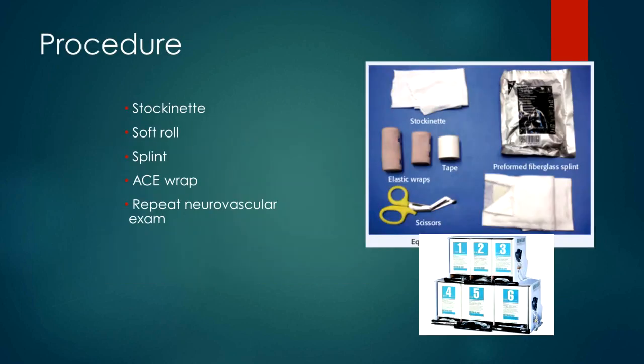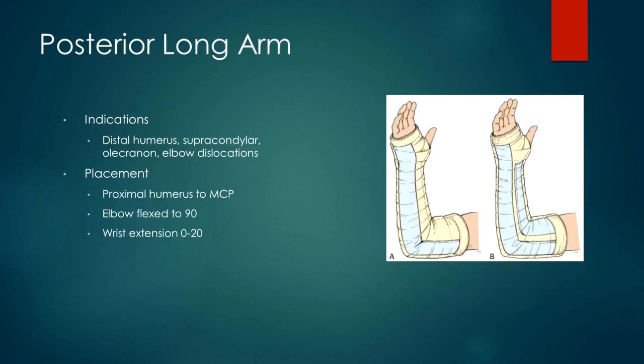So procedurally, these are some of the things you're going to need. So you'll have your stockinette, you'll have your soft roll, you'll have your splinting material, ACE wraps, and then always your repeat neurovascular exam. So you want to document a pre- and post-splint neurovascular exam just to be able to say that there was consistency there. So let's go with a posterior long arm. Indications are distal humerus, supracondylar, olecranon, or elbow dislocations.